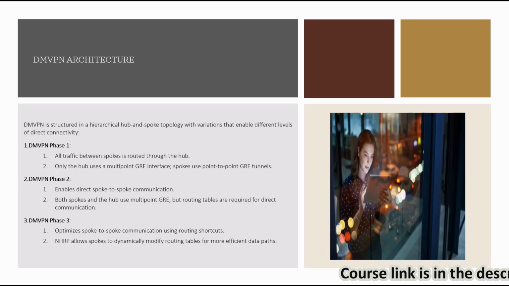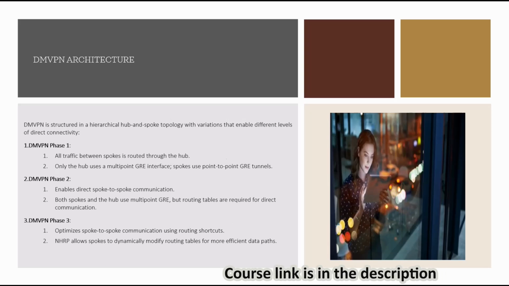Now, when it comes to the DMVPN architecture, it's like any other architecture for hub and spoke. So DMVPN is structured in a hierarchical hub and spoke topology with variations that enable different levels of direct connectivity. In DMVPN phase 1, all traffic between spokes is routed through the hub. Only the hub uses a multipoint GRE interface. Spokes use point-to-point GRE tunnels. And you have seen that in our lab 1 for phase 1.